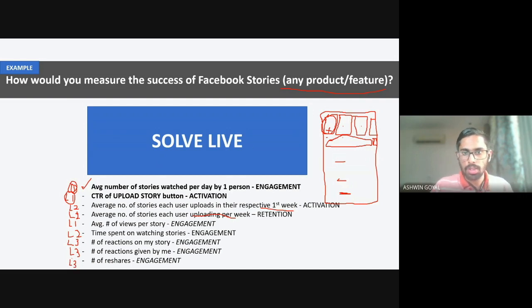Okay, so this was Facebook Stories. If there are any questions pertaining to this, you can ask. Otherwise, we'll move to behavioral questions.